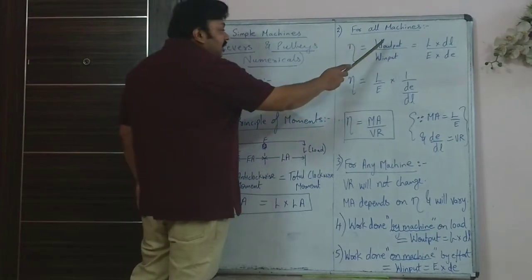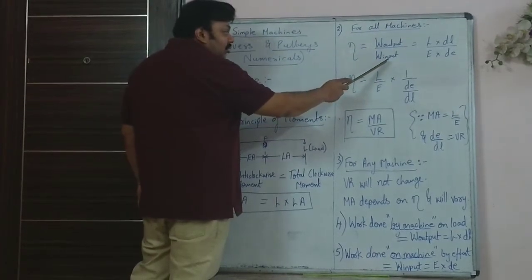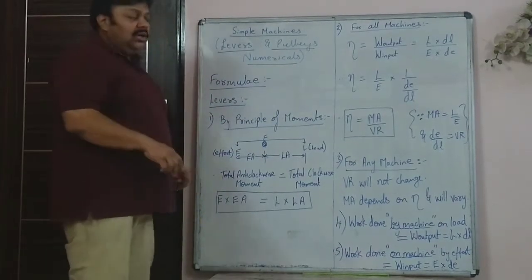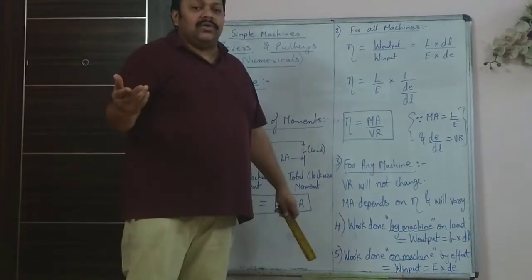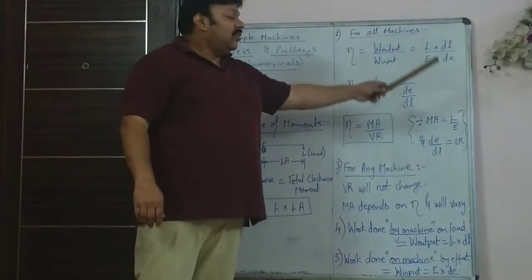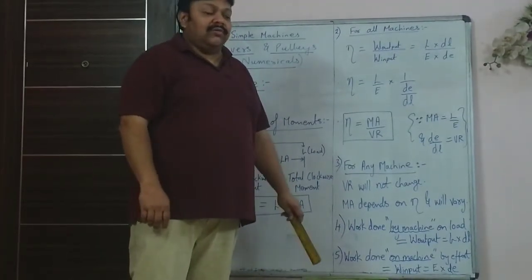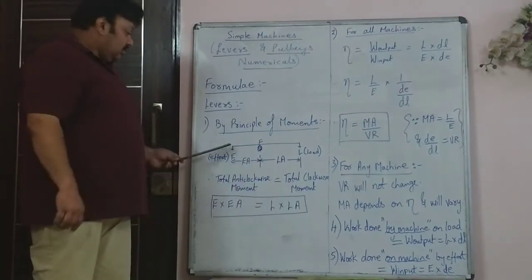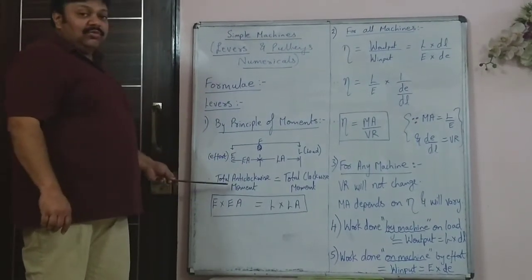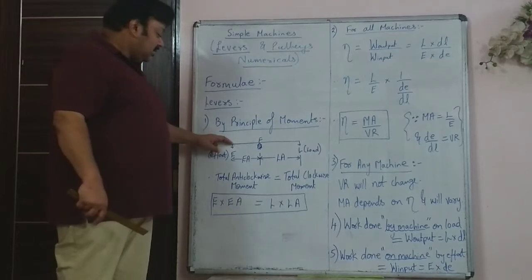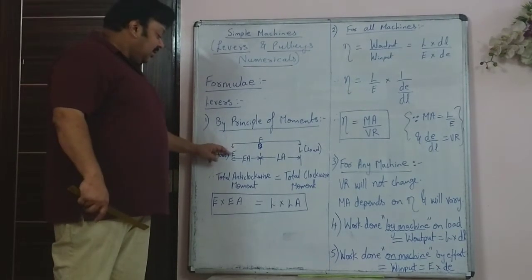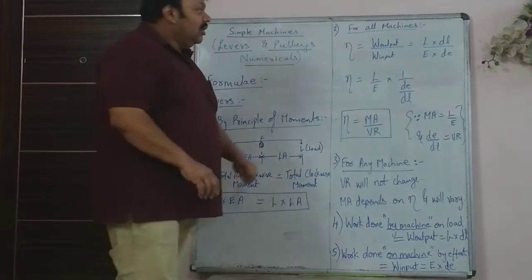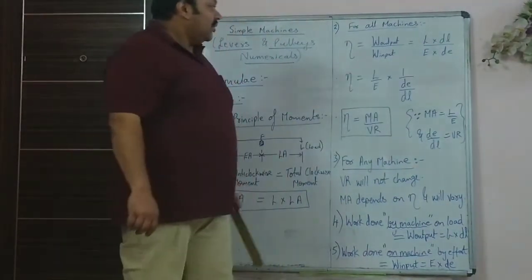So efficiency, you have work output upon work input. Output side is load and displacement of load, because what is work? It is force into displacement. So work output will be load into displacement of load. And what is input? Input is effort. So the distance by which the effort has moved. So if you consider this as a seesaw, then the person here would have gone down a bit. So that is displacement of effort. So effort into displacement of effort.